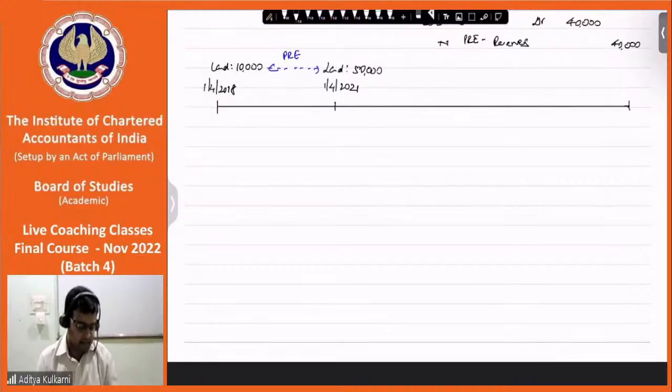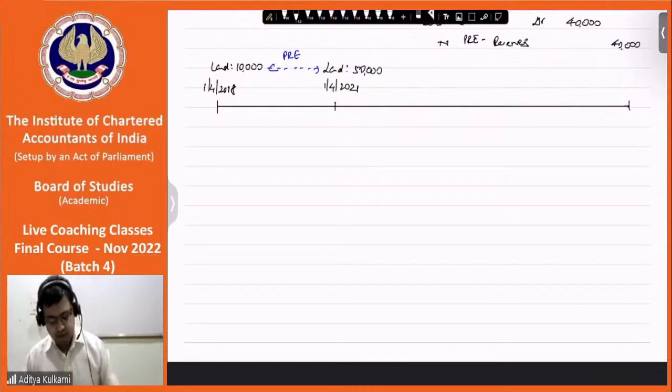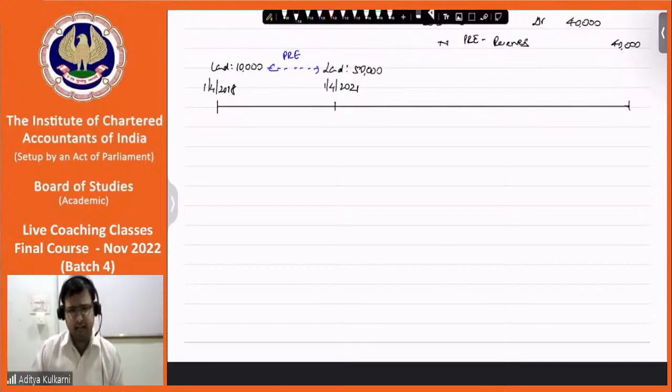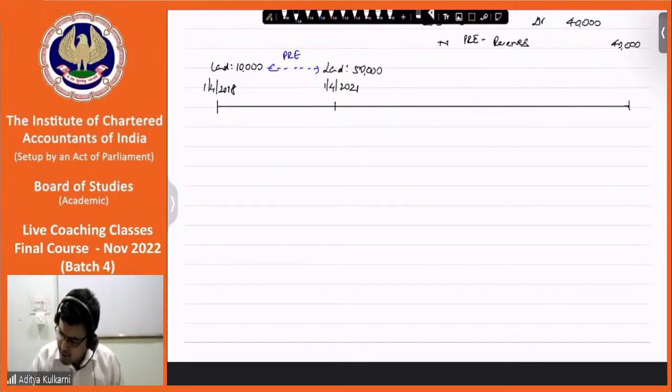So that takes care of the first part. Now you understood where to take the adjustment. You can take it in pre-reserve. Any reserve is fine as long as you are doing it in the pre-acquisition reserves. Okay, Shivashankari, at least you understood this fair value adjustment.